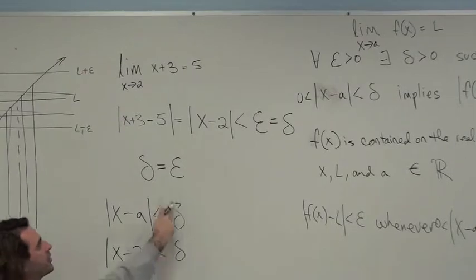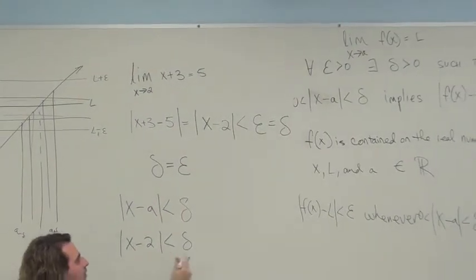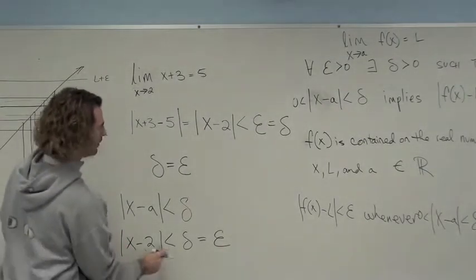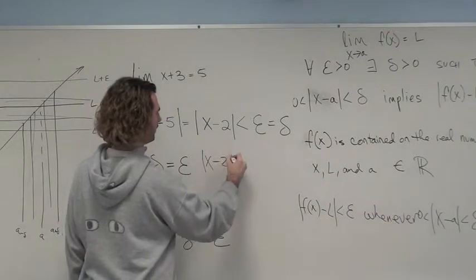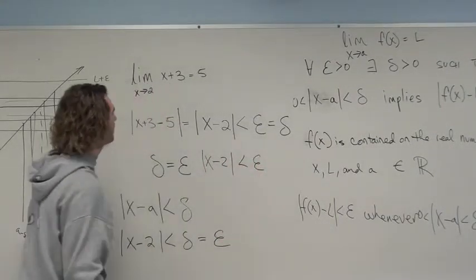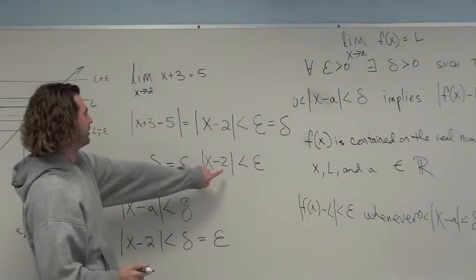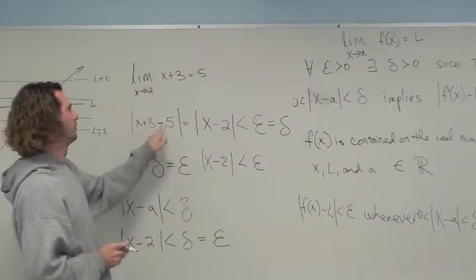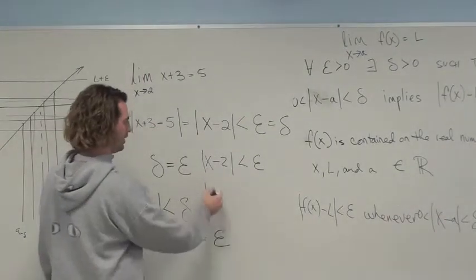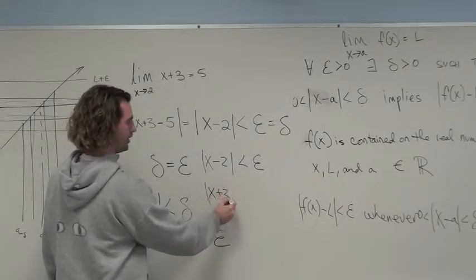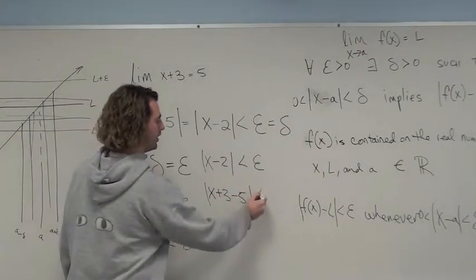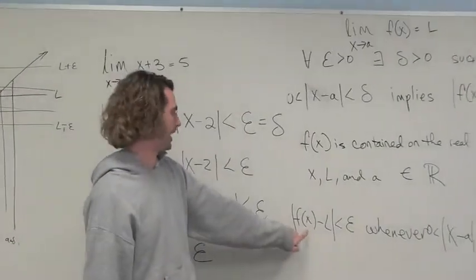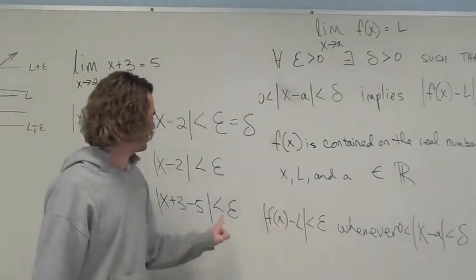But we chose delta to be our epsilon. So that means |x - 2| is less than our epsilon. So we know that |x - 2| is less than epsilon. And we could rewrite negative 2 as positive 3 minus 5. So if we decide to do that, we have |x + 3 - 5| is less than epsilon. And that is this piece right here, our |f(x) - L| is less than epsilon.